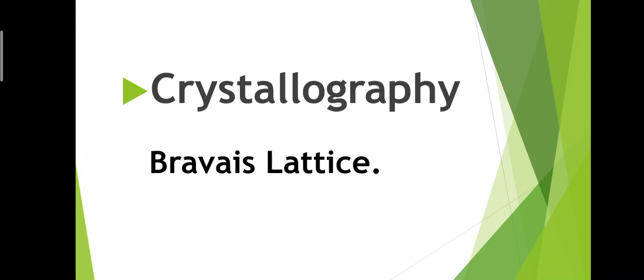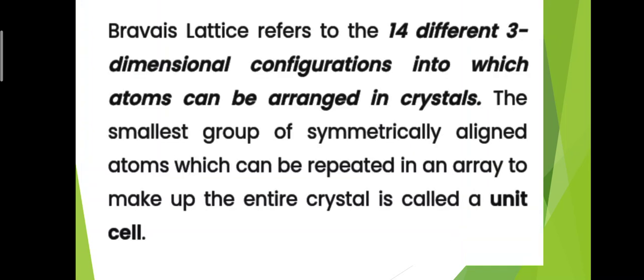And the main topic is crystallography. Bravais lattice refers to the 14 different three-dimensional configurations into which atoms can be arranged in crystals. The smallest group of symmetrically aligned atoms which can be repeated in an array to make up the entire crystal is called a unit cell.